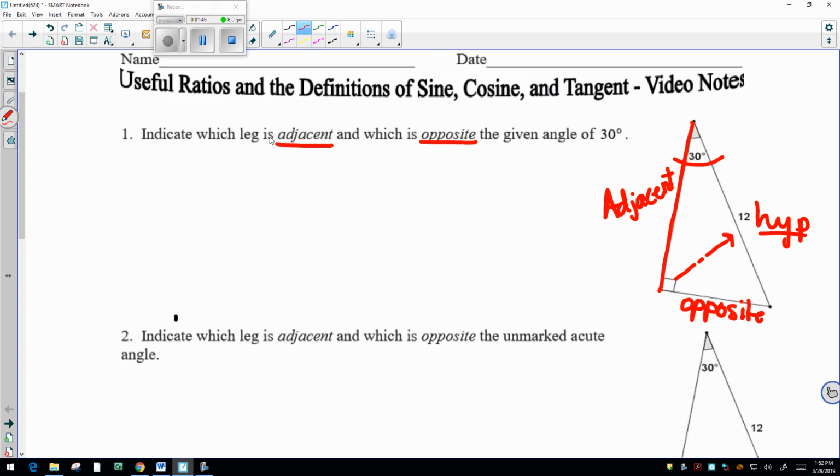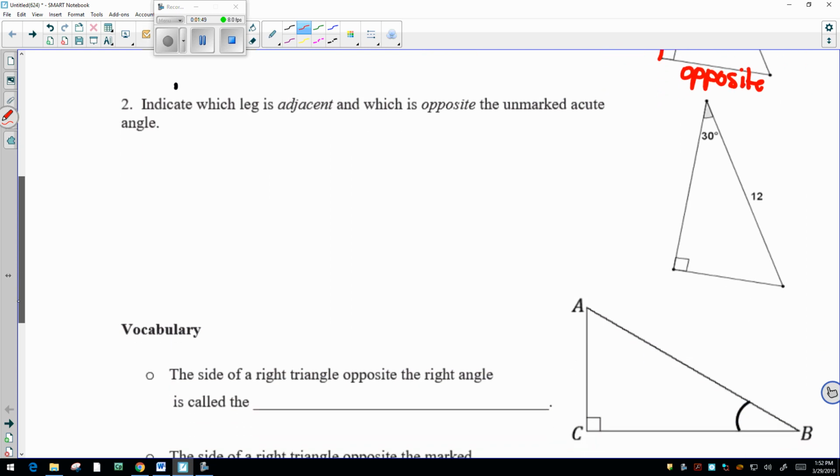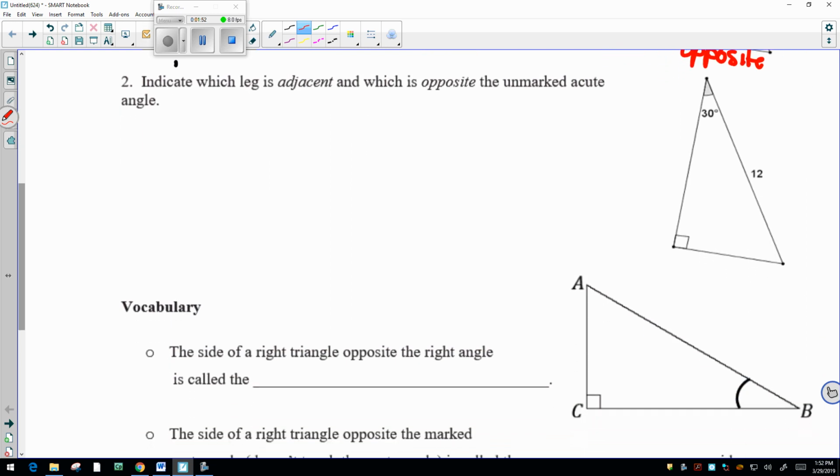Okay, now if we look at this next one, number 2, it's the same question, same picture, but notice what they're asking. So it says which leg is adjacent and which leg is opposite the unmarked acute angle. So they're saying this angle on the bottom. Okay, start that off the same way. First off, make sure it's a right triangle. It is. So I know that this is my hypotenuse.